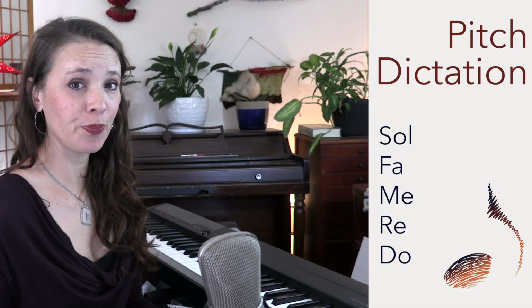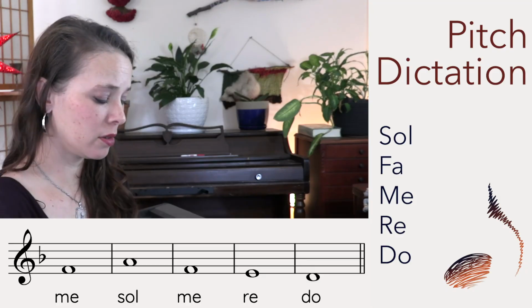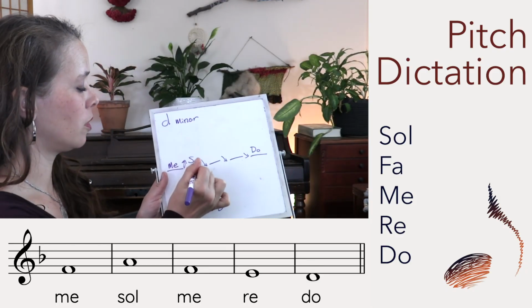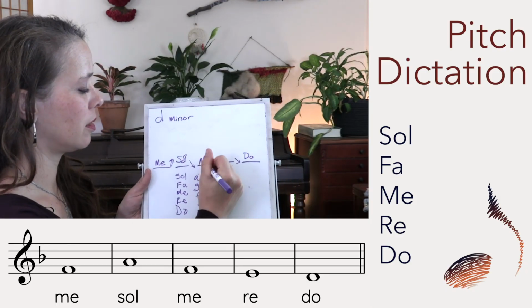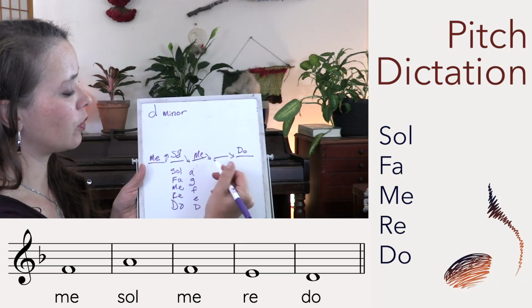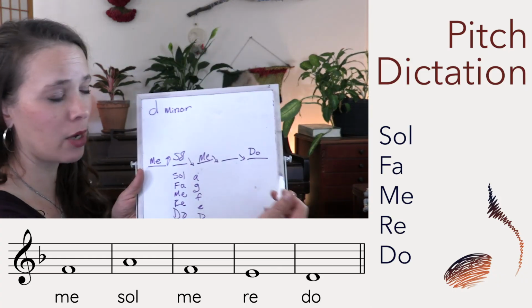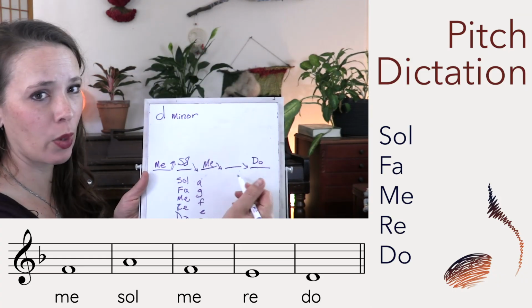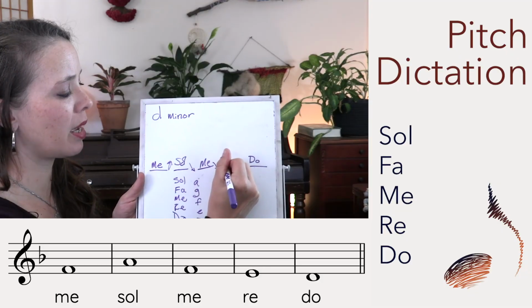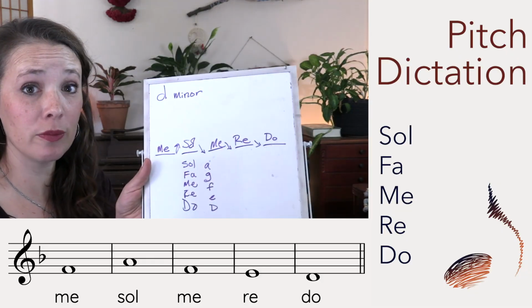And if we're skipping up from Me, where do we get to? So it's Me, Fa, Sol, and then we go back to Me. And then we're stepping down. We have to be stepping down because Me and Do, there's only one note in between. So it has to be Me, Re, Do.